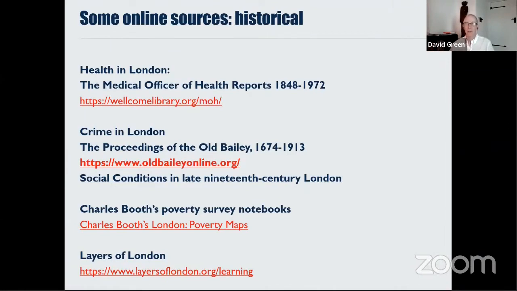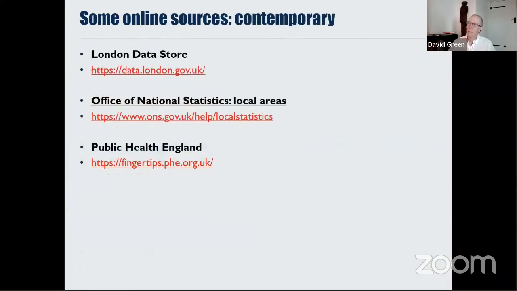Or we might want to look at poverty and wealth in 19th century London and compare it to today. We can do that by looking at Charles Booth's poverty maps, which are all online, linked to the notebooks that describe the areas. And there's a great new site called Layers of London, which has fantastic resources for teaching. And finally, my last slide is we might also want to ask some more contemporary questions that do exactly the same. London Data Store has fantastic sources available online at local level for housing, employment, all sorts of activities in London. That's published by the Mayor's Office.